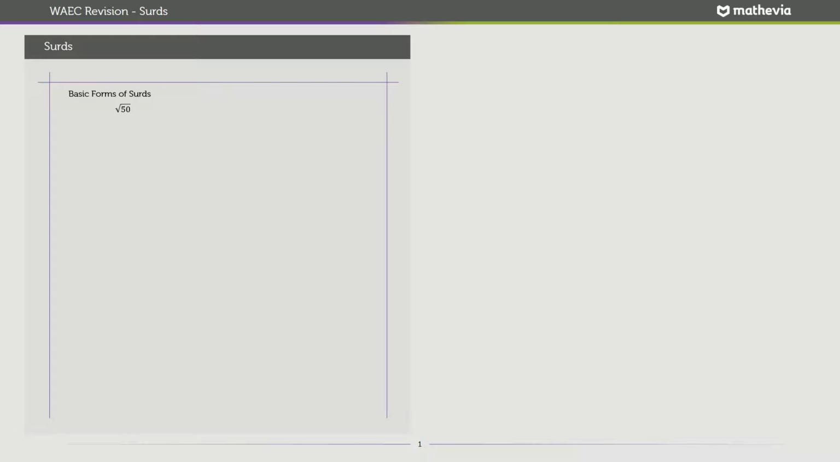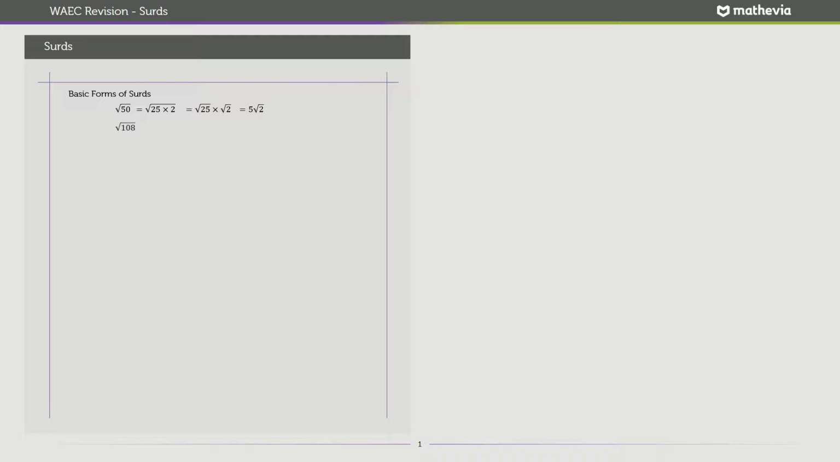This is basically to reduce this to its lowest terms. What you do is you have 50. 50 is 25 times 2, so you look in 50 to find a square number, not a square root number, a square number, and the square number in 50 is 25. Then you say 50 is 25 times 2, root 25 times 2, root 25 times root 2, and root 25 gives you 5. So expressing root 50 in its basic form, you have 5 root 2.